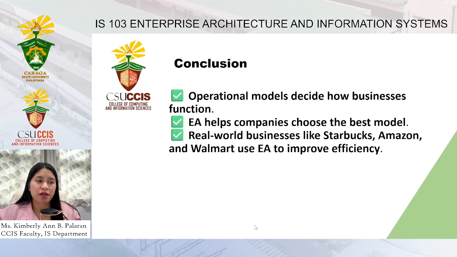So, as a summary, operational models decide how a business functions. EA helps companies choose the best model. And real-world businesses like Starbucks, Amazon, and Walmart use EA to improve efficiency.